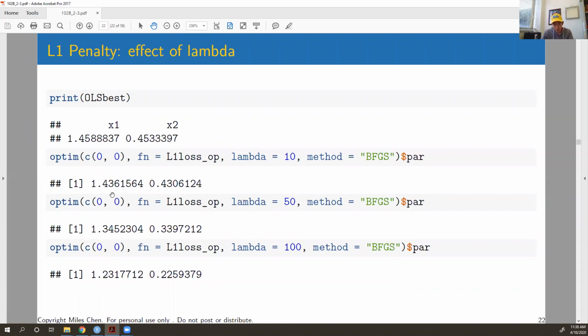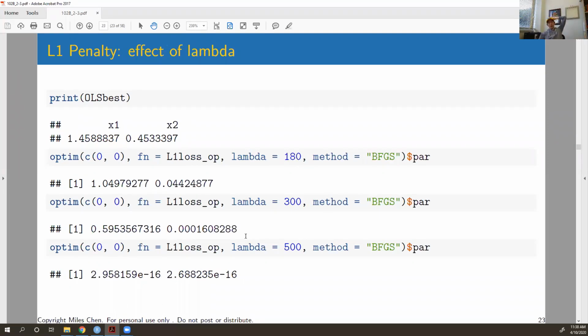So the coefficient for x1 starts off at 1.458, but it goes down to 1.436, 1.345, 1.2231. Over here, it starts off at 0.453, and goes down to 0.430, 0.3397, 0.2259. So as we increase lambda, the coefficients for W1 and W2 start to come down. And as I increase lambda even further, they come down even more. At lambda equal to 300, this coefficient is practically 0. And at lambda equal to 500, both coefficients are 0.